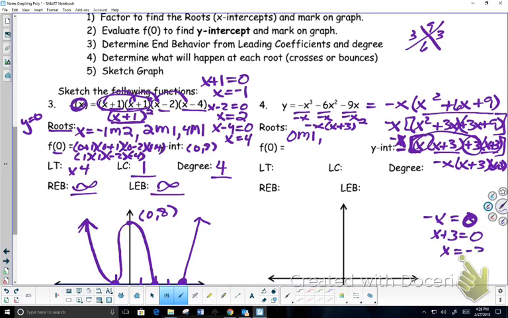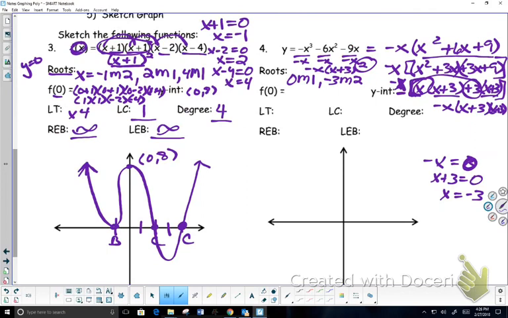X equals negative 3. Remember, that is squared, correct? Since it is squared, it's negative 3 with multiplicity of 2. So now I'm going to go down. Once again, I'm going to plot those two. At 0, it's a multiplicity of 1, so it's going to cross. At negative 3, it's a multiplicity of 2, so it's going to bounce.